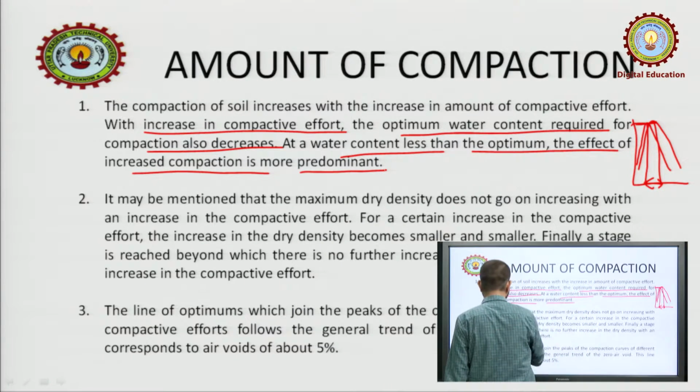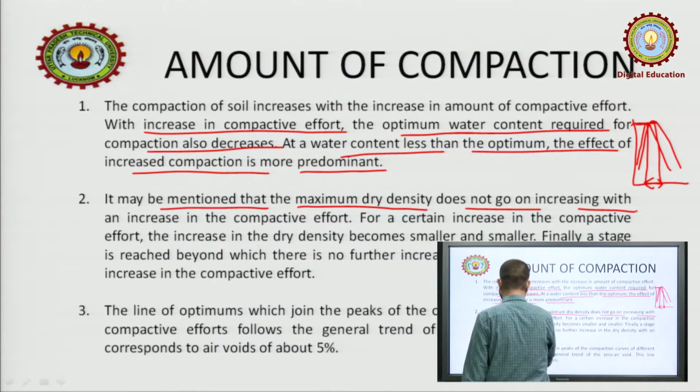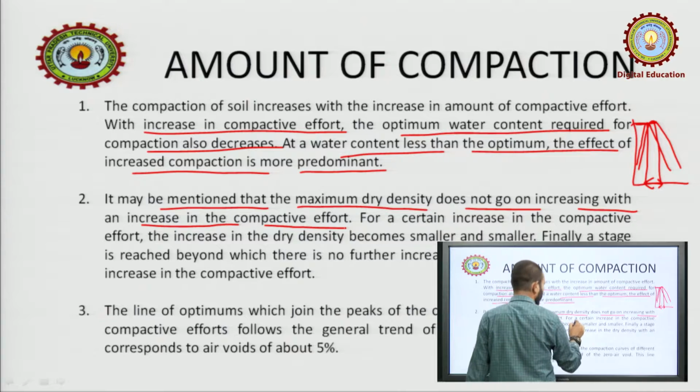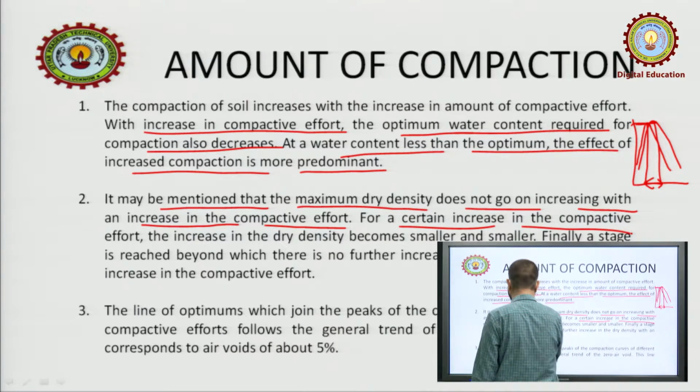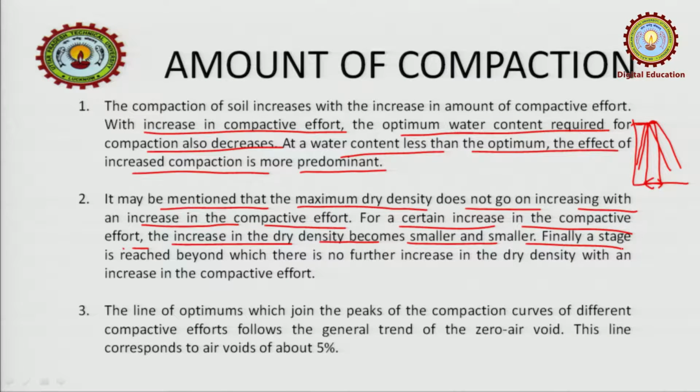Okay. It may be mentioned that maximum dry density does not go on increasing with the increase in the compactive effort. For a certain increase in the compactive effort, the increase in the dry density becomes smaller and smaller. Finally, a stage comes beyond which there is no further increase in the dry density. Okay. Actually, if we see the diagram, the final diagram, this was for only OMC I was talking about. It will be something like this.